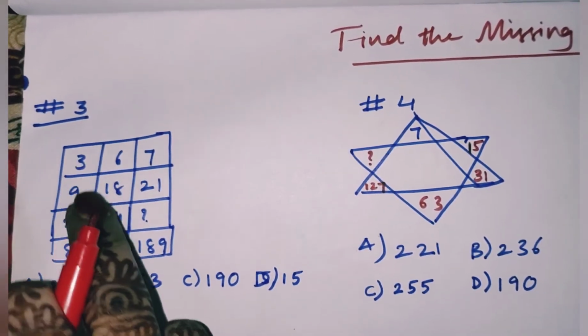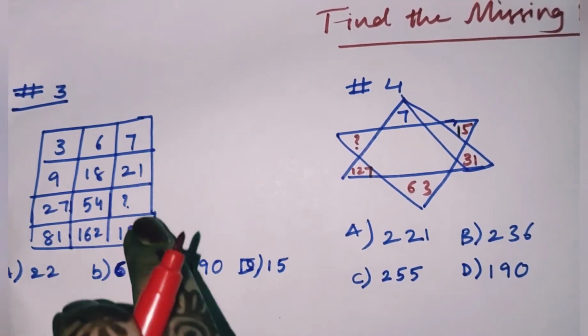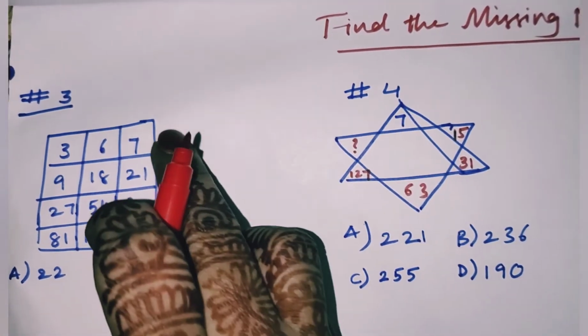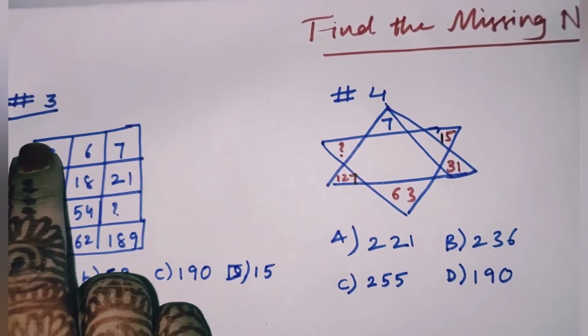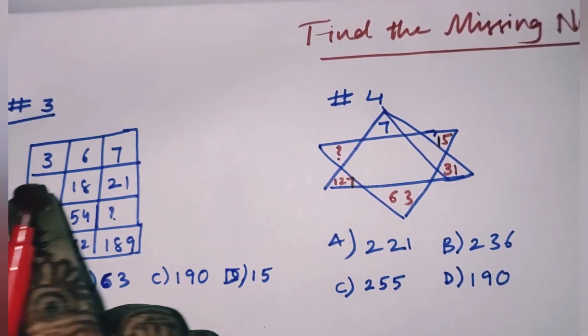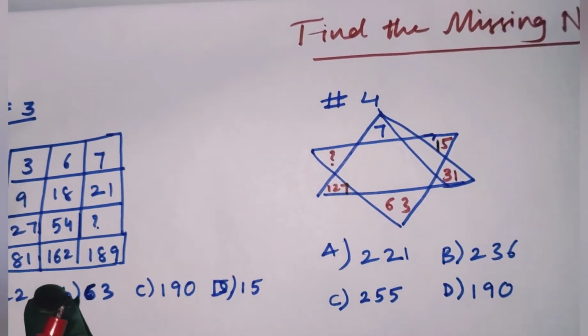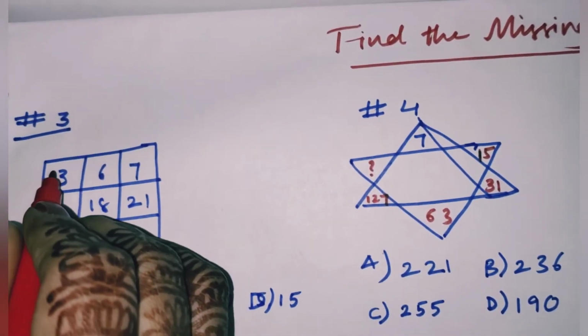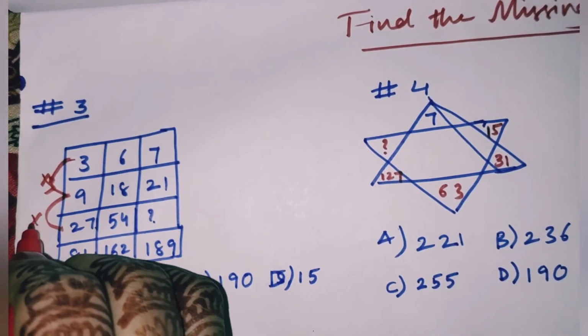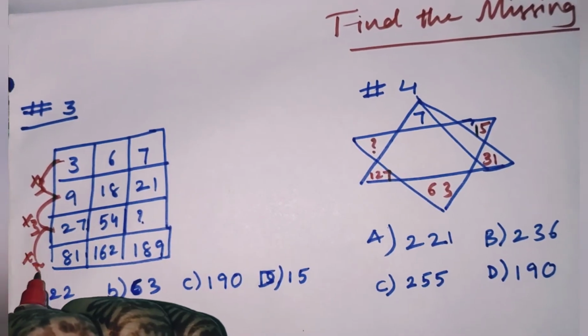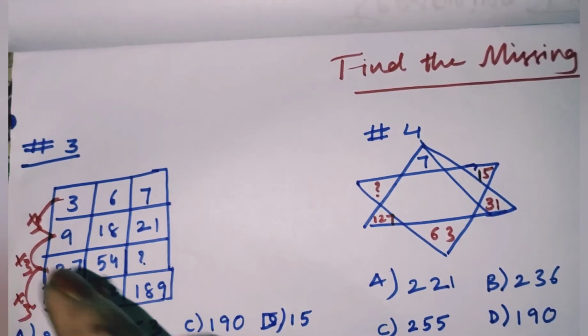See here friends, 3, 9, 27, 81, 6, 18, 54, 162, 7, 21, question mark, 189. If you apply row operation, there is no link among 3, 6, 7, 9, 18, 21. So try to apply column operation. See here friends, 3 3s are 9, and again 9 3s are 27, and 27 3s are 81. Means every time you have to multiply by 3.